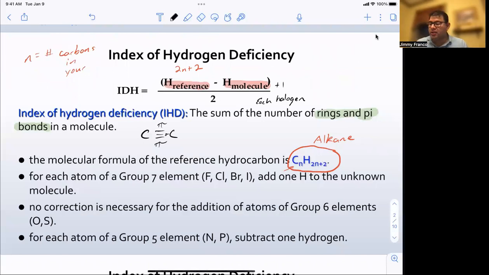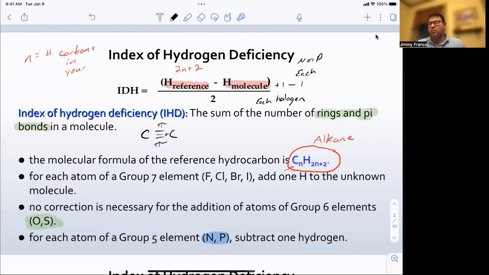All right, the nice thing about oxygen and sulfur, we do nothing. All right, so we can just ignore them. So if you have 10 oxygens, doesn't matter. And the way I memorize that is that oxygen looks like a 0, so you're adding 0, which is nothing. So you can just ignore them. All right, for every nitrogen or phosphorus, you're going to subtract 1. So we'll come up here, and so we'll subtract 1 for each nitrogen or phosphorus.